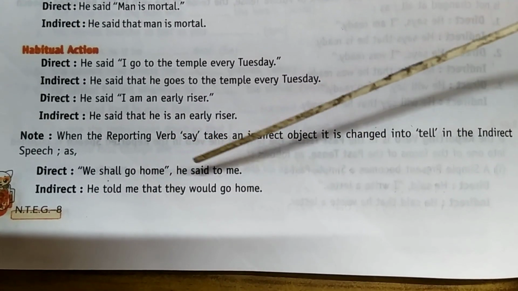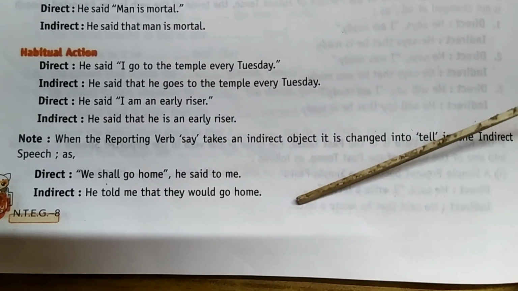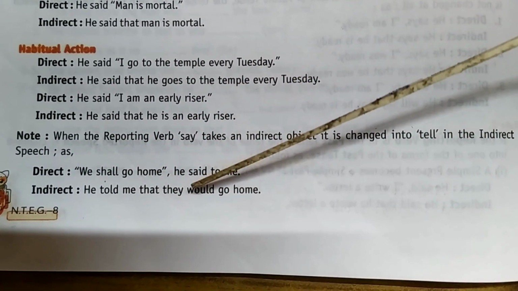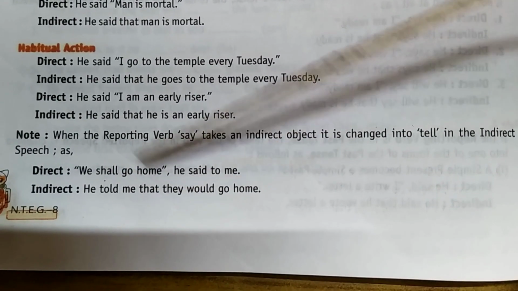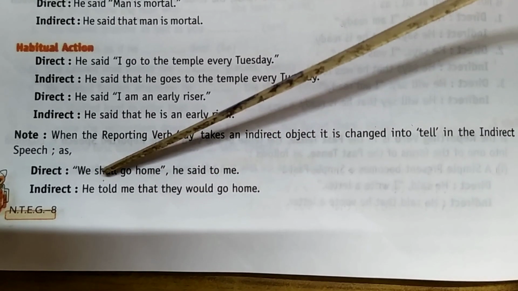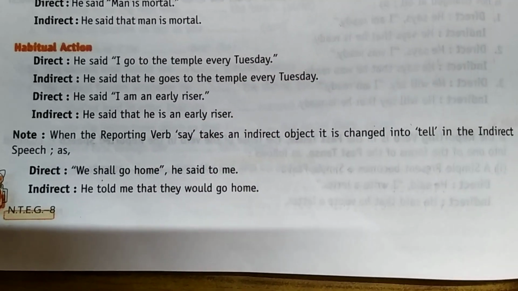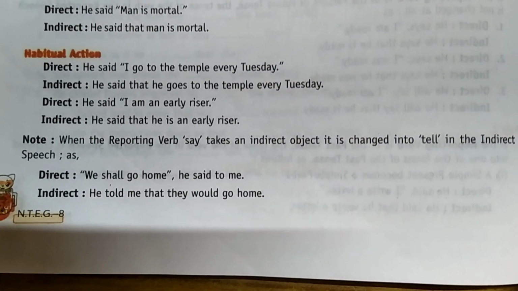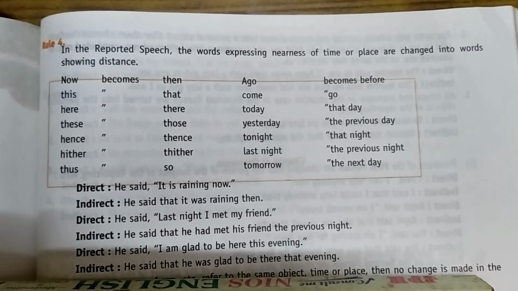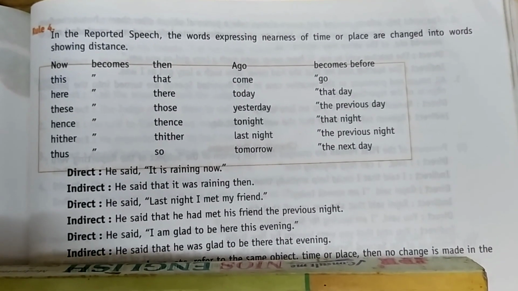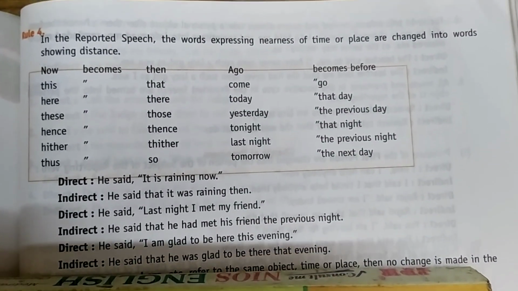So he told me that they would go home. Here shall is converted into would. It is used in the context of tense. Okay, let's move to rule 4. Rule 4 talks about some important changes.